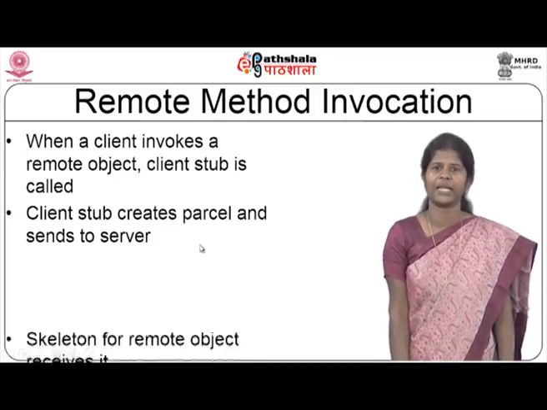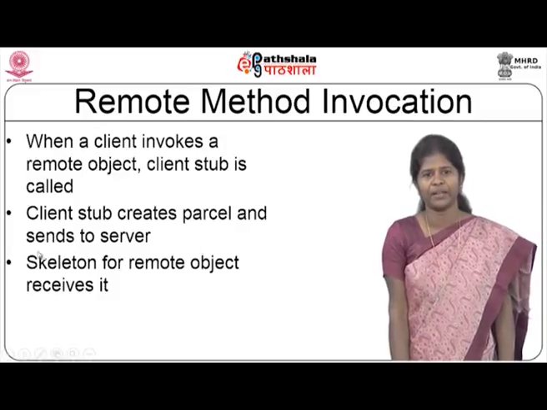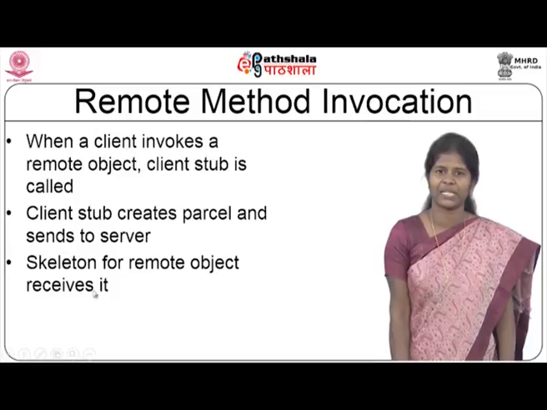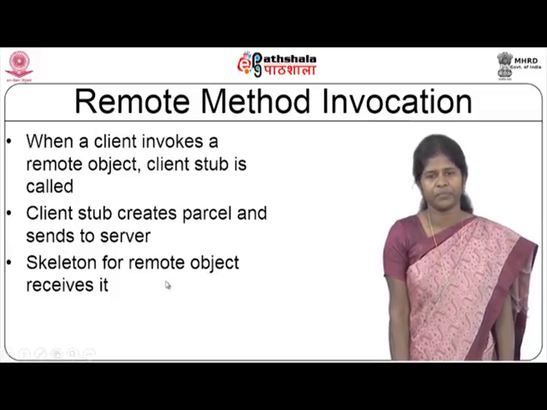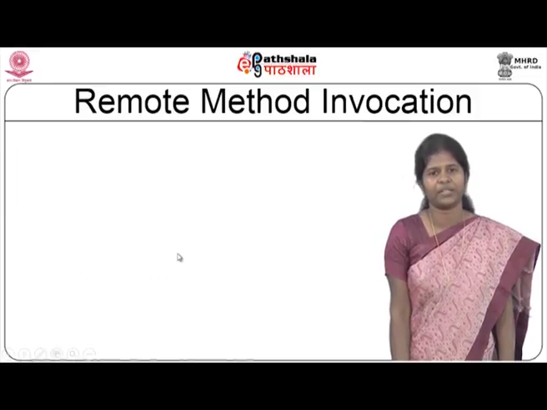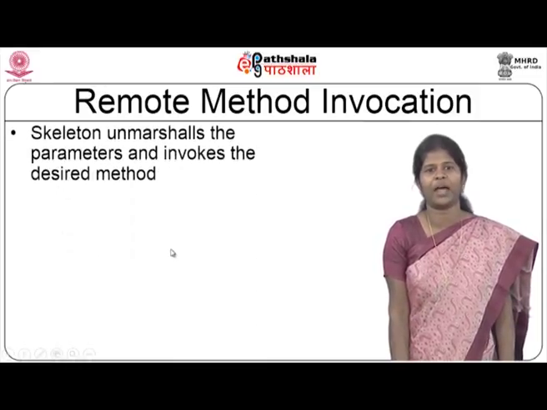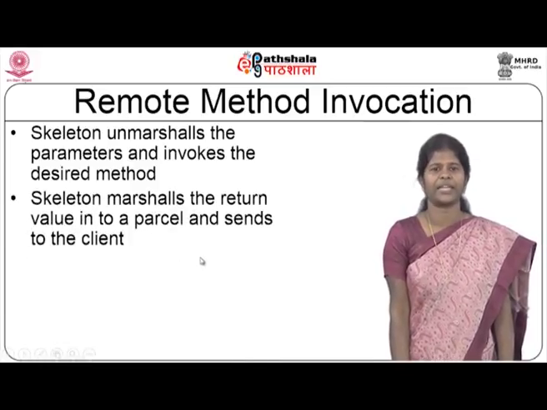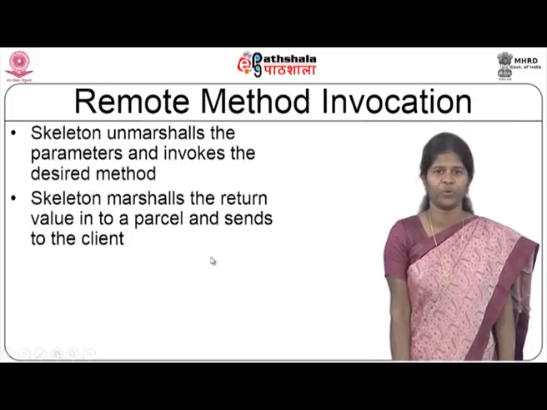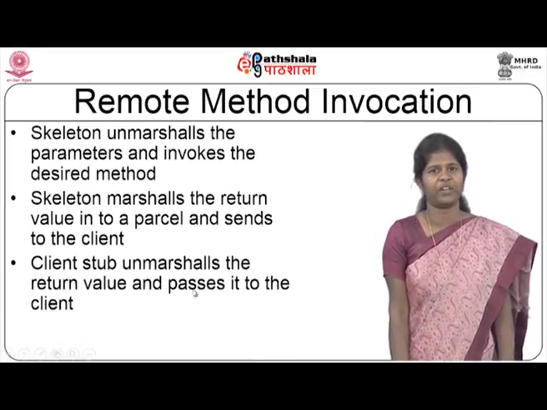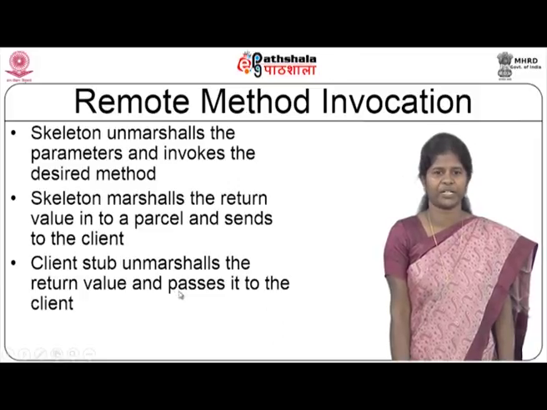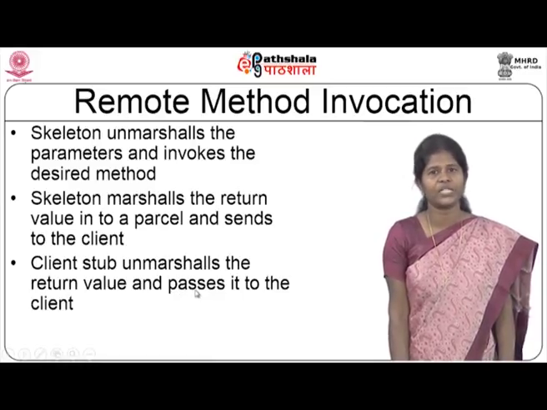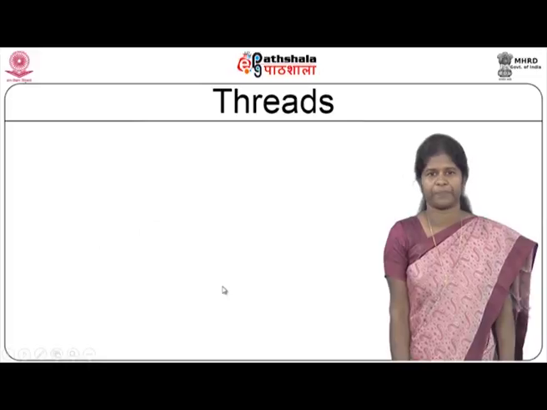So, it creates a parcel and sends it to the server, and on the server side, in the case of RPC we called it a server stub, but here we call it a skeleton. The skeleton for the remote object receives this, unmarshals the parameters and invokes the required method, and after that the skeleton will marshal the return value, the result, into another parcel and send it back to the client. The client stub will receive this parcel, unmarshal the return value and pass it to the client. So, this is remote method invocation in Java, which is very similar to RPCs.